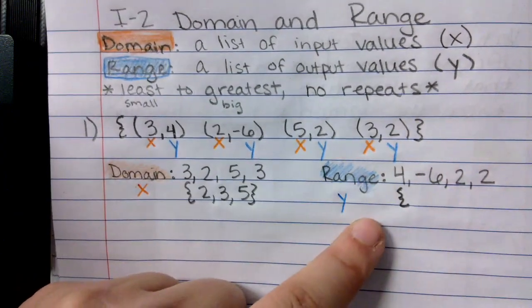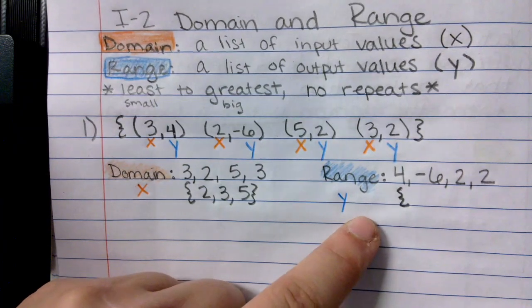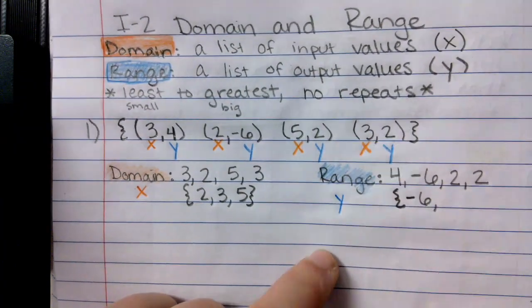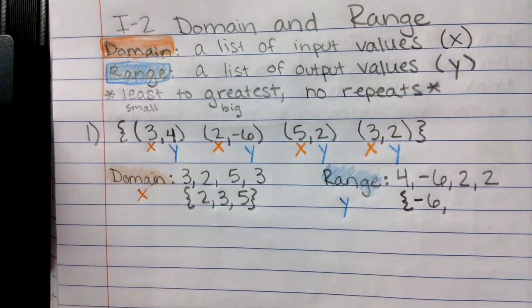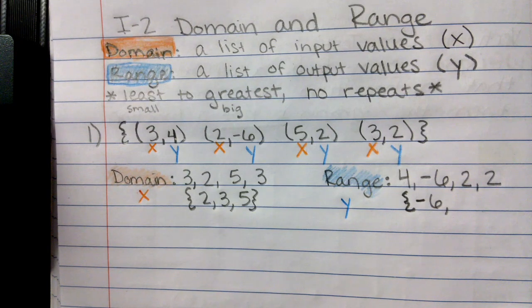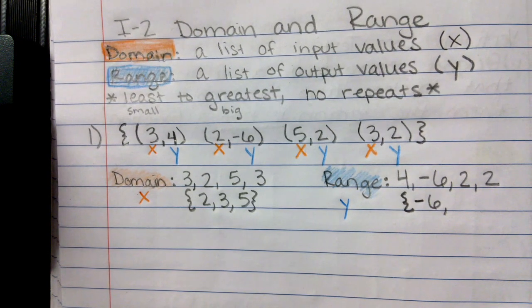Did you get a pass? -6, and then what? 2, and then 4. Okay, so those are actually our domain is 2, 3, 5, and our range is -6, 2, 4.